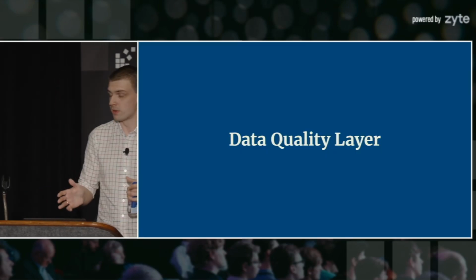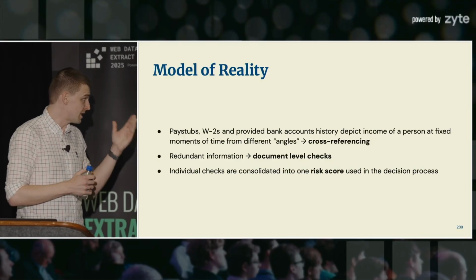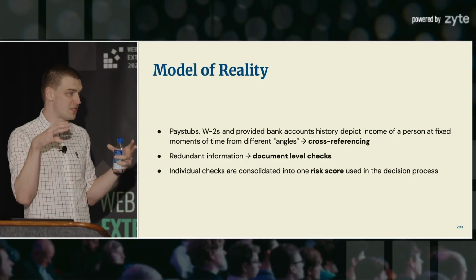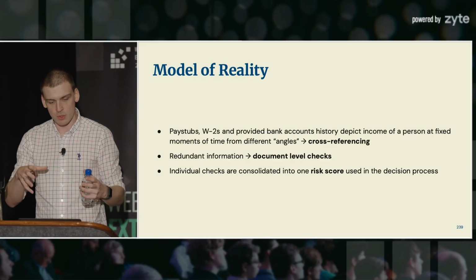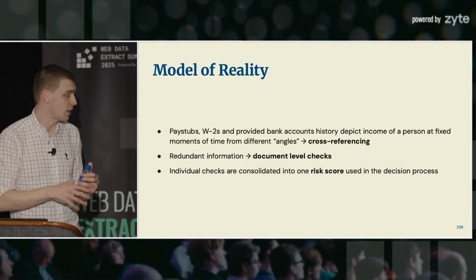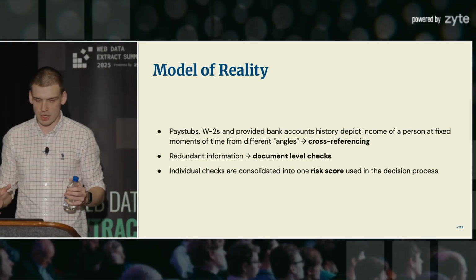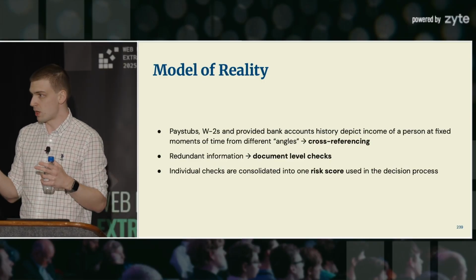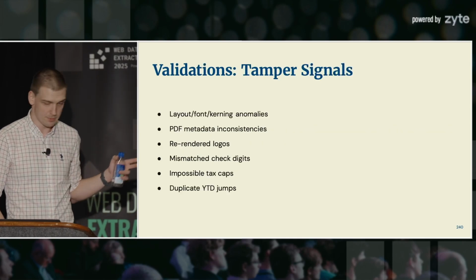So, the core, the data quality layer. Let's define our model. Paystubs, W-2s, and provided bank history depict the income of a person from different angles. So this gives us cross-referencing opportunities between them. Also, most of them have redundant information, so we can do self-validation of extracted data. And all these checks consolidate into a risk score that drives our decision process, whether to accept or reject these documents. This is where errors will surface.